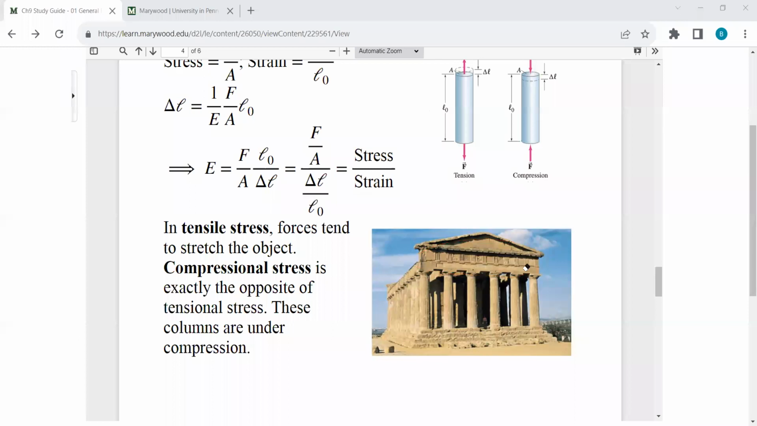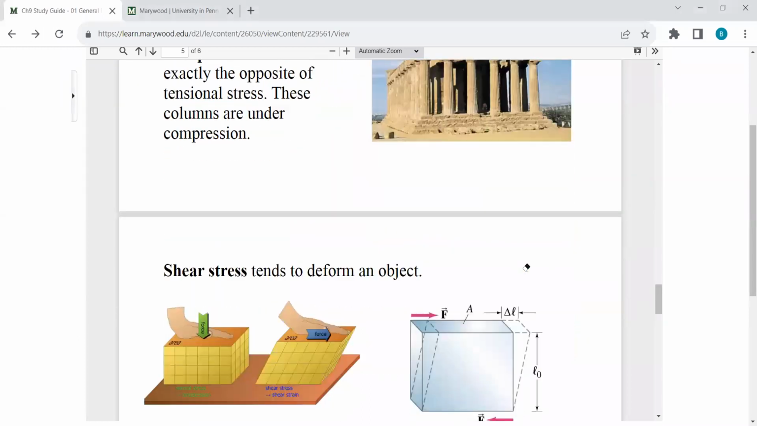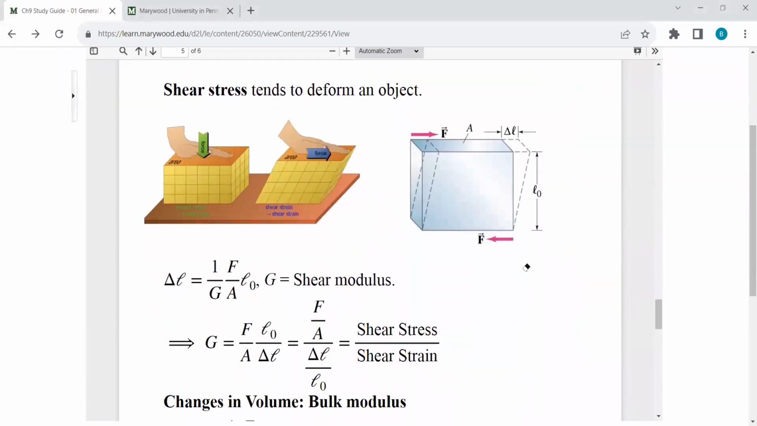All right, next we are going to learn shear stress, and then change in volume, and then fracture. That's it for this lecture. Okay, so a few more things.